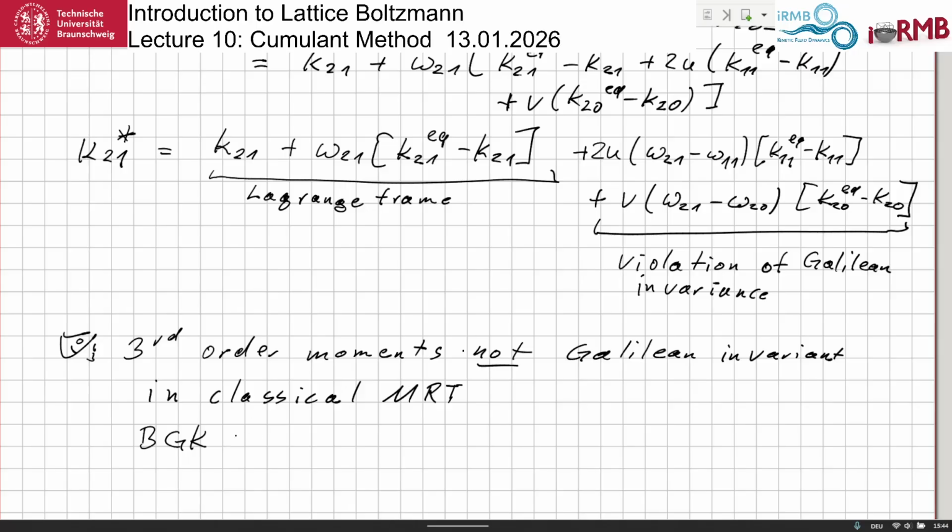So what happens in BGK? In BGK, omega 2 1 is equal to omega 2 0 is equal to omega 1 1. Okay? So what does this imply? These things here are Galilean invariant only under the very condition of MRT, which is that relaxation rates are different. So there is a lame excuse that you'll often hear from MRT people that if you don't like it, you can put them the same. But I mean, what's the point?